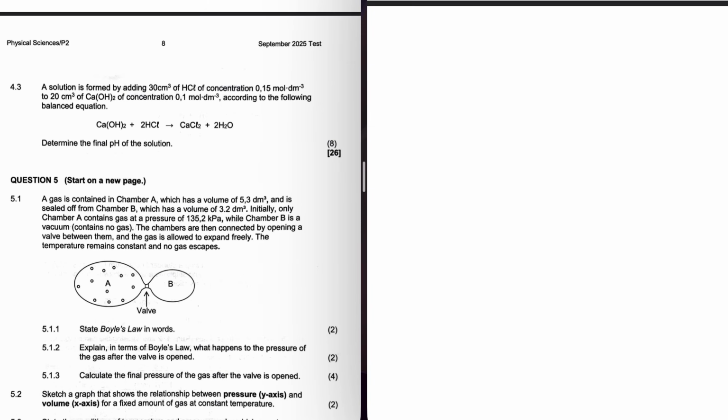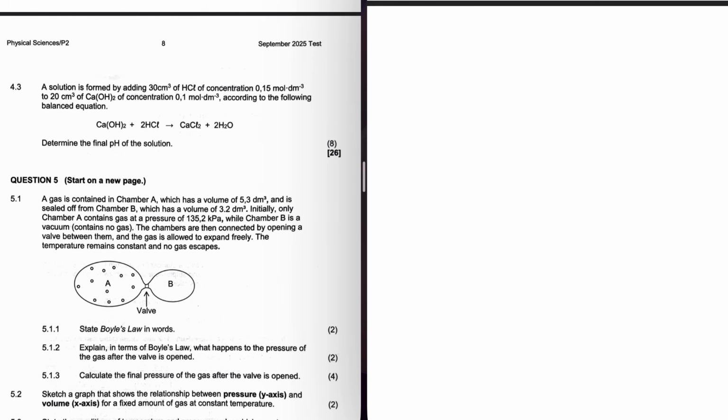Okay, now let's take a look at question 4.3, which is the 8-mark question here. A solution is formed by adding 30 centimeters cubed of HCl of concentration 0.15 moles per dm cubed to 20 centimeters cubed of calcium hydroxide of concentration 0.1 mole per dm cubed according to the following balanced equation. And the question is asking, determine the pH of the solution.